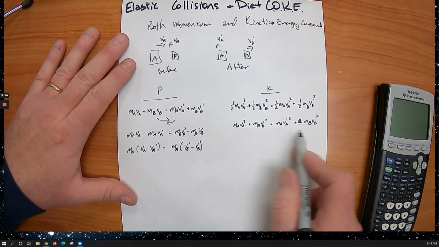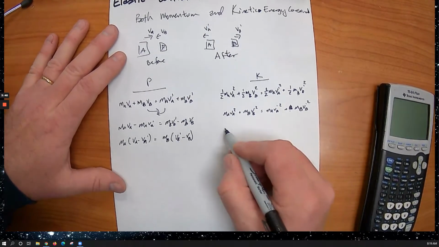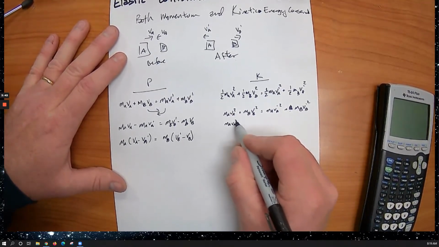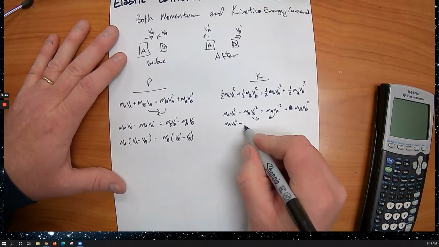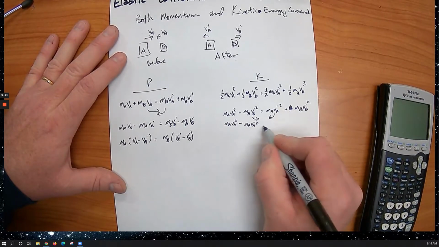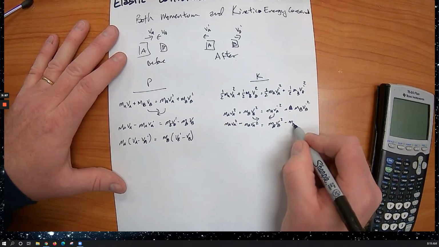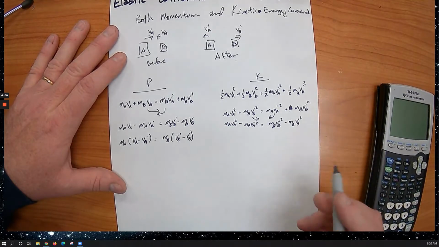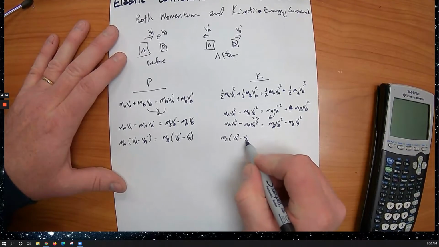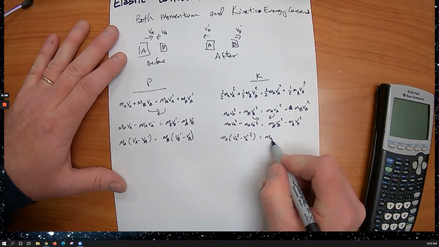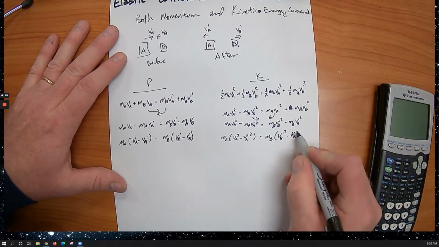Now I'm going to do the same thing to the kinetic energy equation. Let's do lots of algebra. We love it. So MAVA squared minus MAVA final squared equals MBVB final squared minus MBVB squared, again moving the A's together and the B's together. And then we factor out the M's: MA quantity VA squared minus VA final squared equals MB quantity VB final squared minus VB squared, like so.